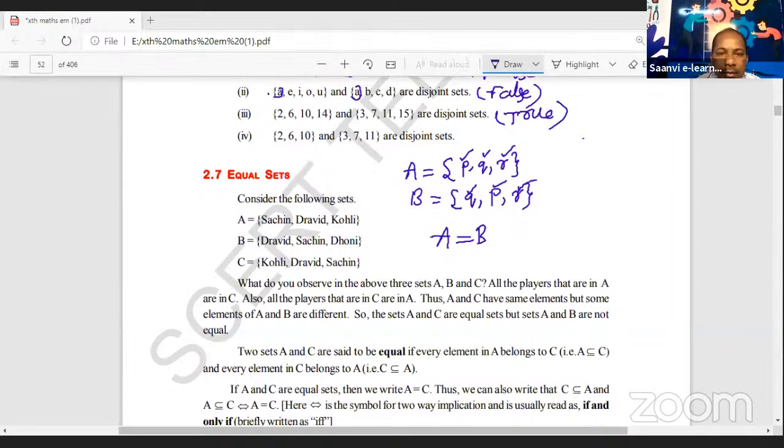Okay, see now equal sets. What are the equal sets? Equal sets are nothing but, if in the given two sets there are the same elements, they are called equal sets.